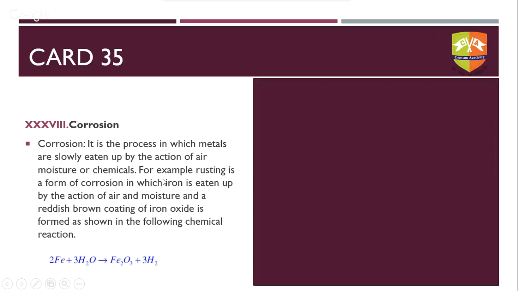Coming back to our corrosion. Corrosion is basically a process where metals are eaten up slowly by the action of air, moisture, and chemicals. For example, rusting is a form of corrosion in which iron is eaten up. So this is one corrosion where we only talk about iron. We also have corrosion of aluminium, where aluminium oxides are getting formed. We have corrosion of silver, where silver halides or silver oxides are getting formed. So those are different types of corrosion.